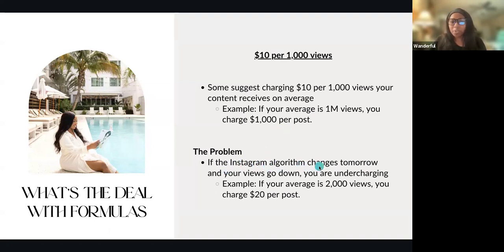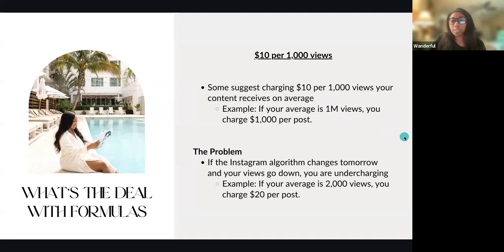But say the Instagram algorithm changes tomorrow, and y'all know how Instagram is. Instagram always has something up its sleeve, and they're always rolling out new features. I know a big talk about the creator industry right now is about how awful the engagement is. We're not here to dog Instagram, we're just here to keep it real, right? So if the algorithm changes tomorrow and your views go down, then what? Then you're undercharging, because your views can go from an average of 10,000 to 10 that quickly. So you may not want to follow this formula if you're not getting 1 million views on a regular basis, which most people don't, even if they have 1 million followers.